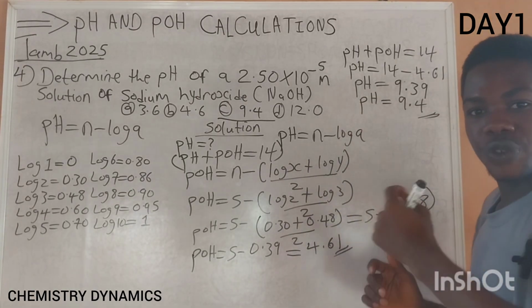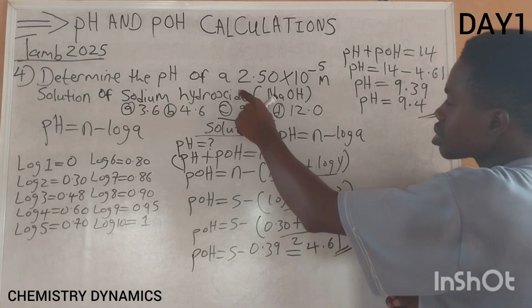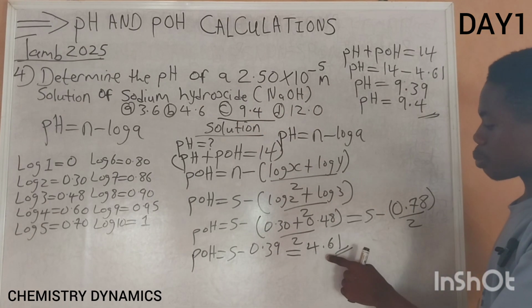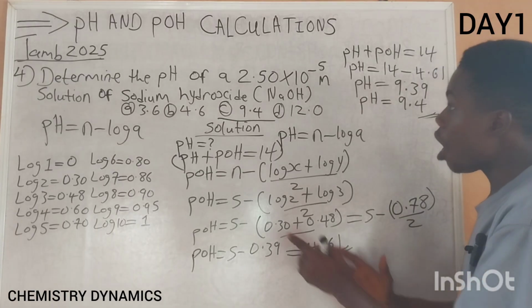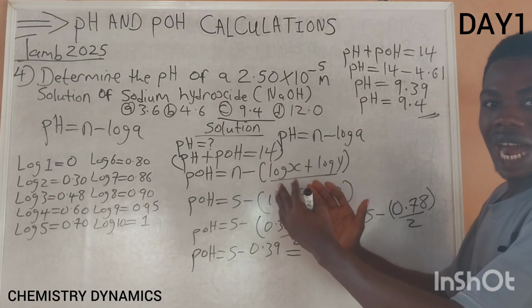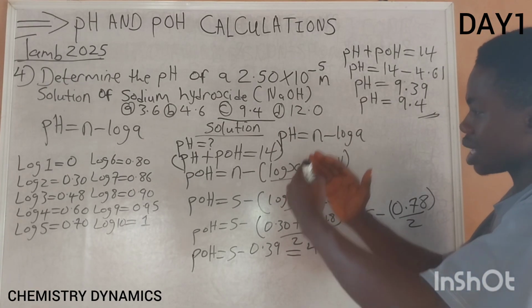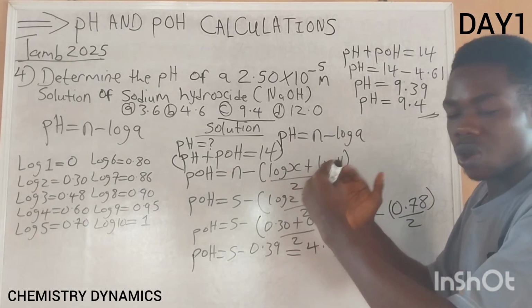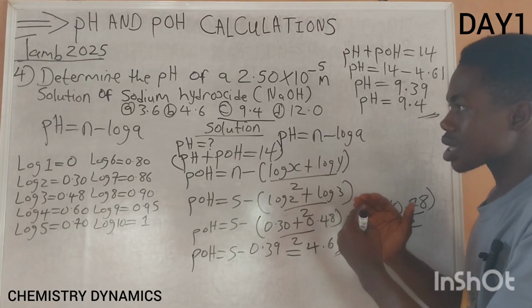Our answer. If you want to prove me wrong, press this value in your calculator and see if you get 4.61. All these formulas I've given to you, I've practicalized them and tested them, and they are correct. So from here, let's move on.